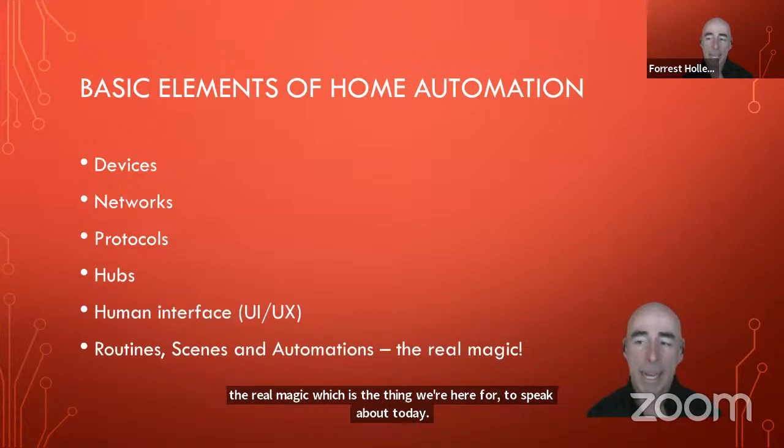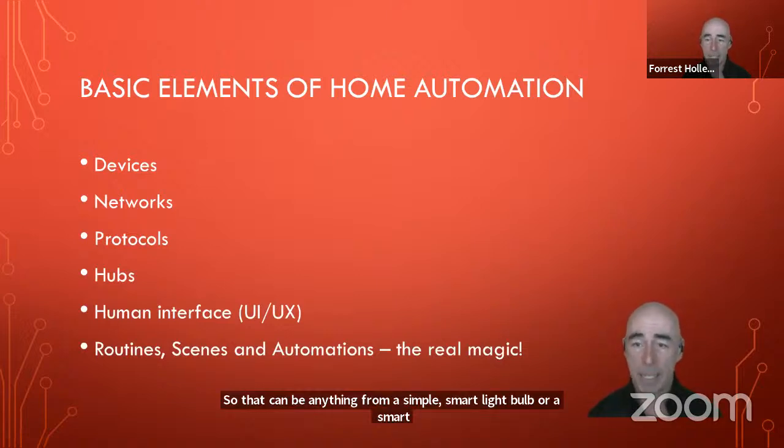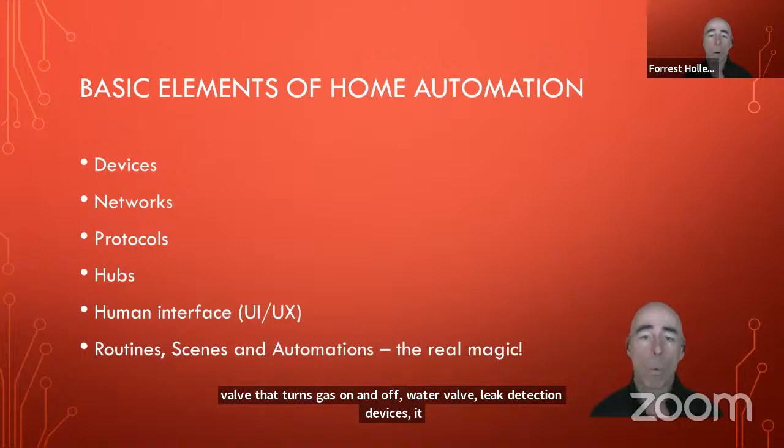So the basic components of a home automation or smart building automation environment are the devices. That could be anything from a simple smart light bulb or a smart switch that controls the light bulb. It could be an automatic gas valve that turns gas on and off, water valve. It could be leak detection devices. It could be motion sensors, smart cameras. There's just a wide range of things.